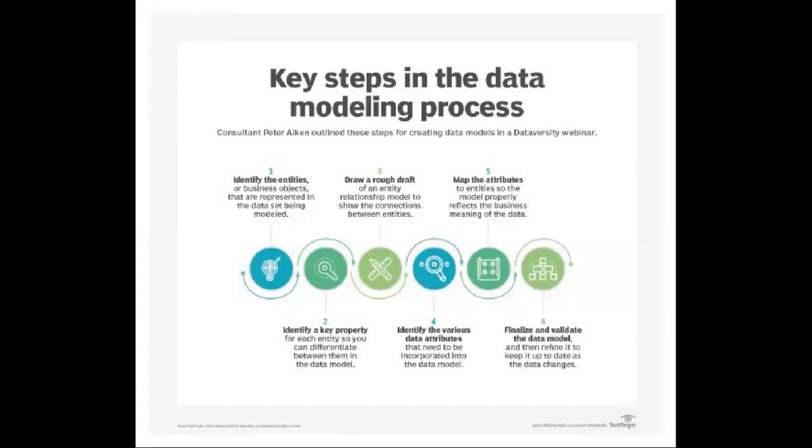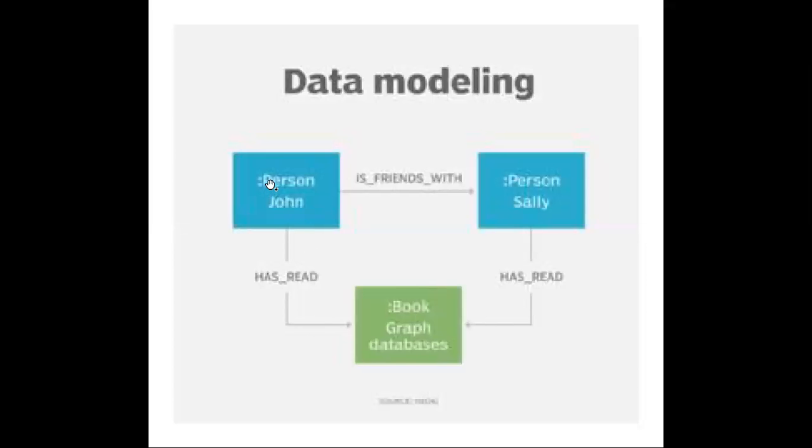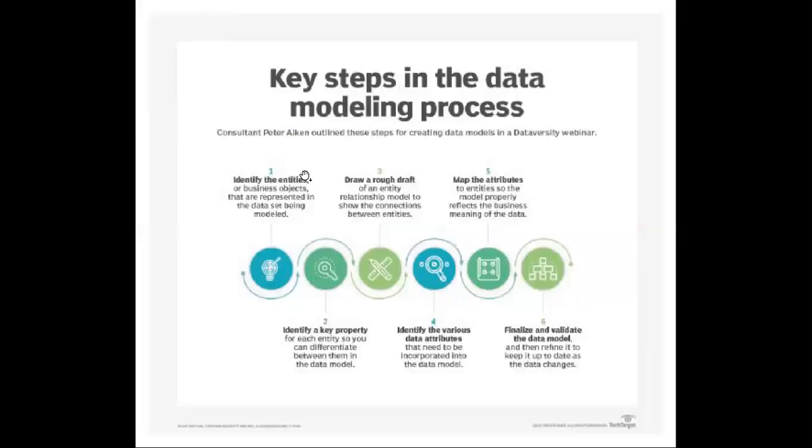That is the basic. Then the second step is to identify the key properties of that entity so that you can differentiate between them. Entities can be differentiated, as in the previous example, where two kinds of data models are here, one a person and another a book. You can identify the person by his or her name, or we can identify the book by its name, but it's a book's name, and here it is a person's name. That is identifying the key property.